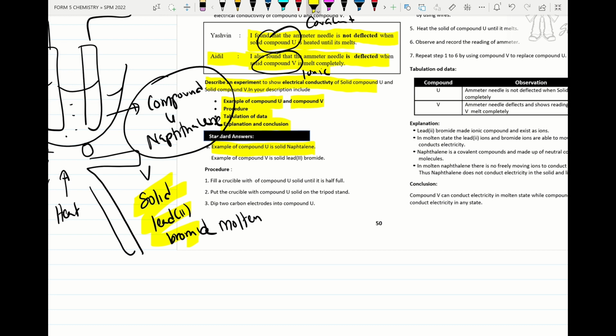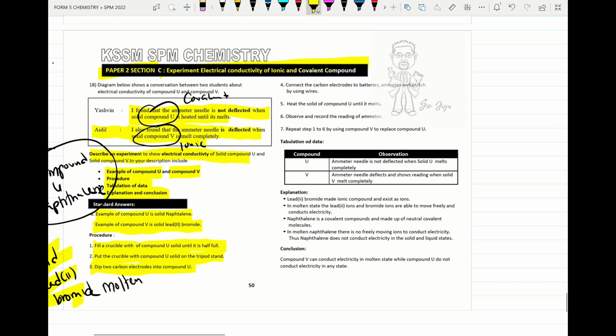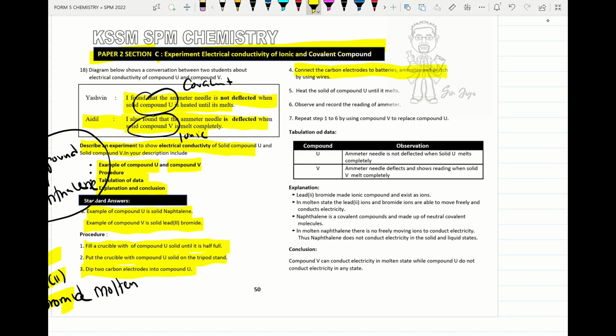The example of compound U is solid naphthalene, and example of compound V is solid lead(II) bromide. We fill a crucible with the compound U solid until it is full. We put the crucible with the compound U solid on the tripod stand. We dip two carbon electrodes into compound U. The carbon electrodes are connected to the battery, ammeter and switch by using connecting wire. Heat the solid U until it melts. Observe and record the ammeter reading. Repeat step 1 until step 6 using compound V to replace compound U.